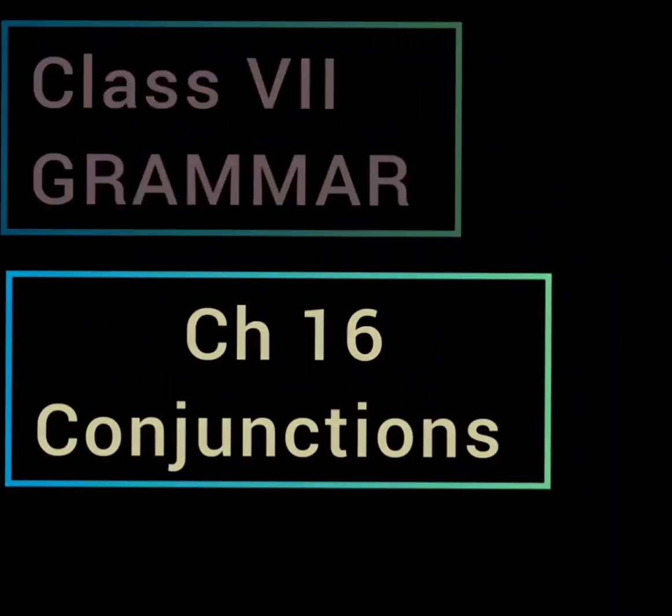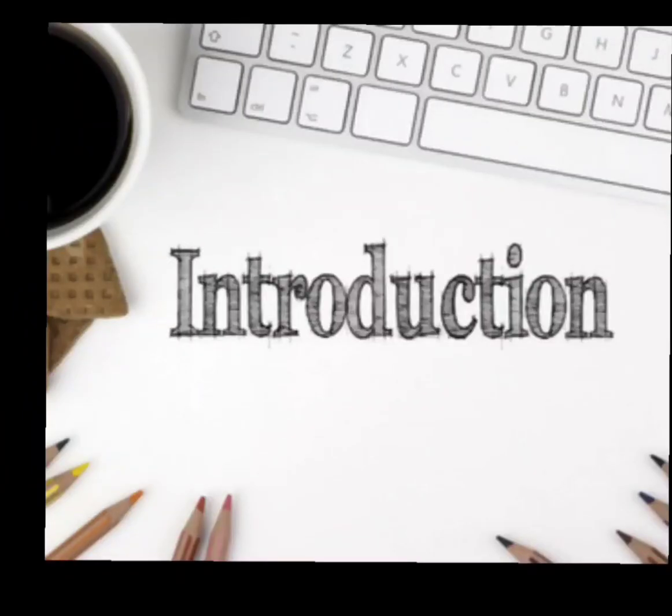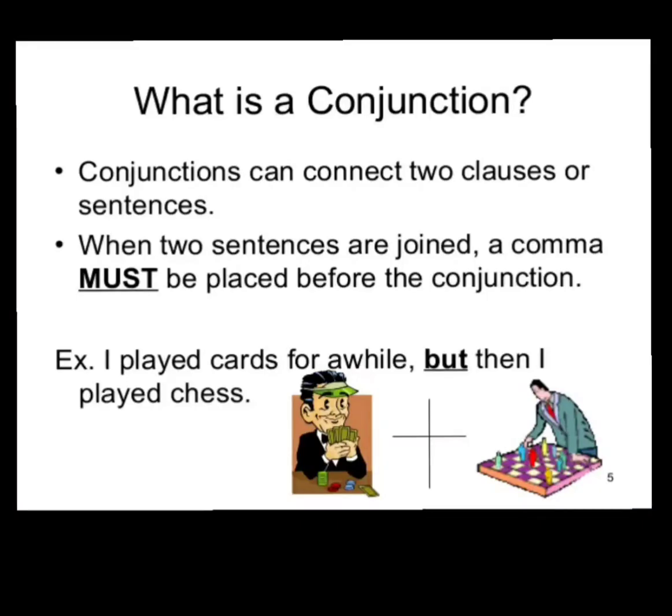Students, first we will understand the introduction of the chapter. So, what do we need to understand? First, we need to understand the definition of conjunctions. That what exactly a conjunction is. So, what is a conjunction? A conjunction is a word which is used to join two words, two phrases, or two sentences together.